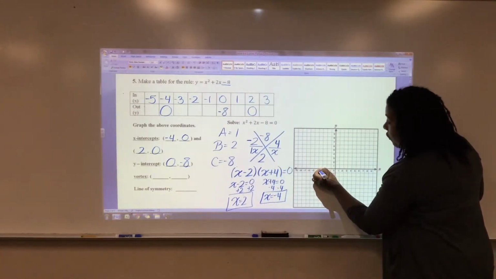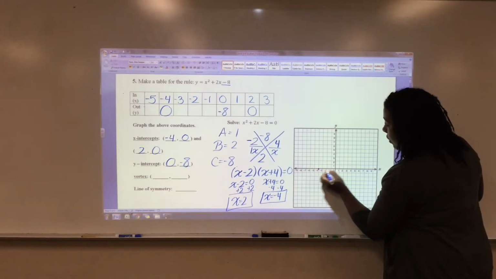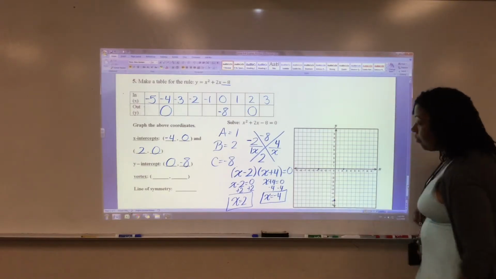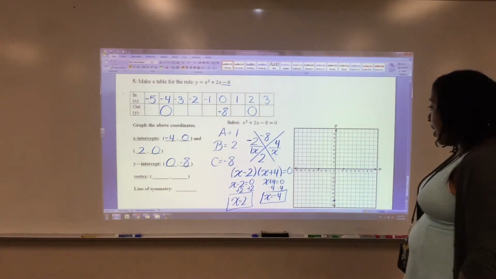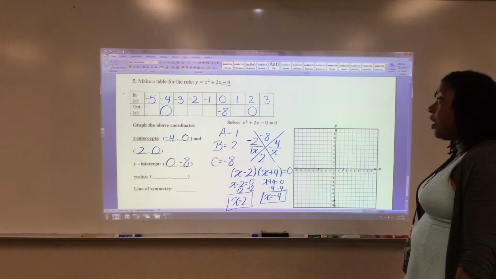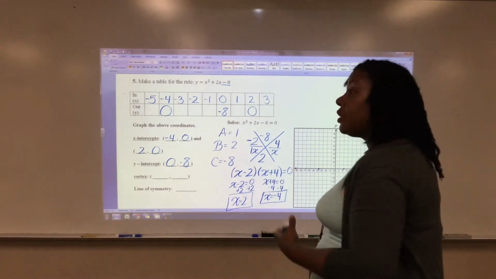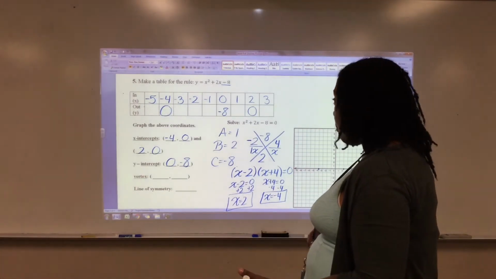So I've got (-4, 0). I've got (2, 0). And I've got a y-intercept at -8. Now, is that enough information for us to see our U? Absolutely not, but we're going to plug in our numbers. So let's start with -5.